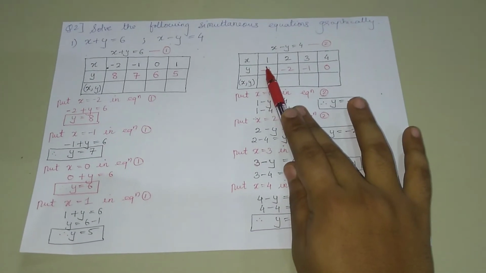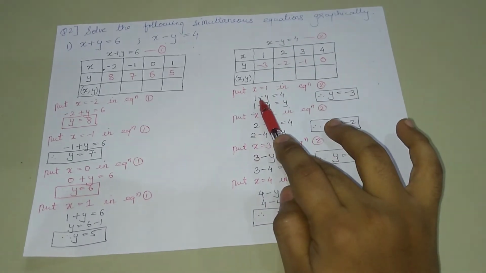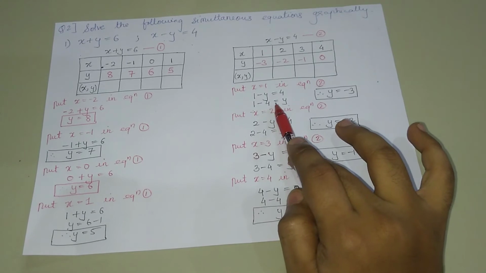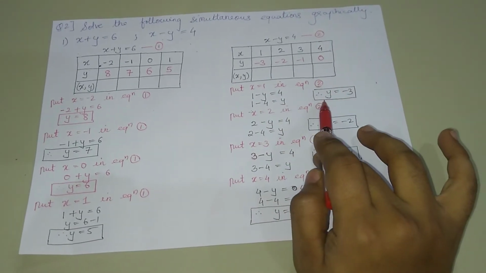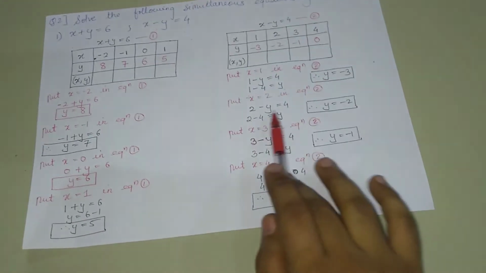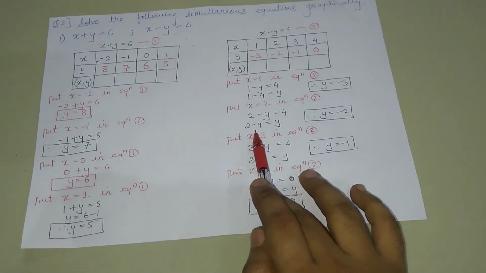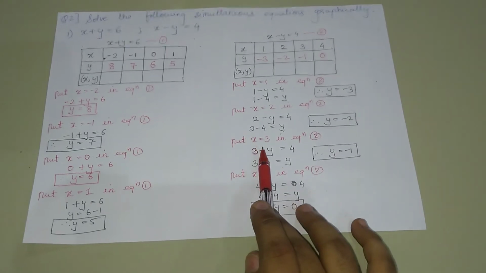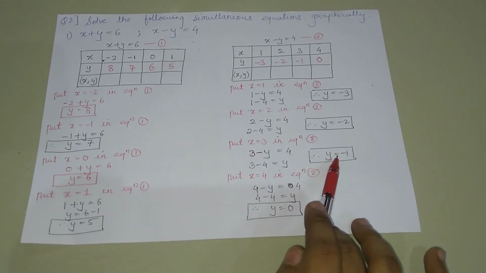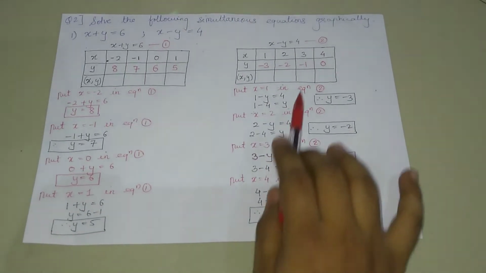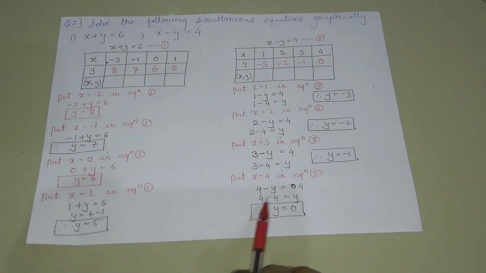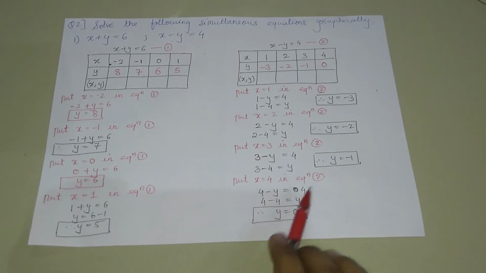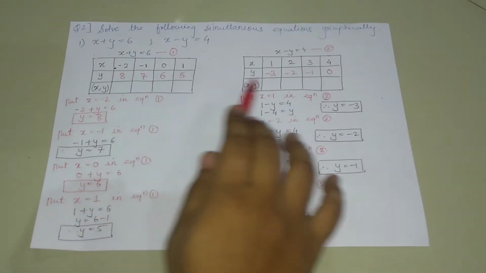When you put x is equal to 1 in equation 2, we get 1 minus y is equal to 4. 1 minus 4 is equal to y, so y is equal to -3. When you put x is equal to 2, we get y as -2. Similarly, when you put x is equal to 3, we get y is equal to -1, and when you put x is equal to 4, we get y value 4 minus 4 is equal to y is 0. I'll just quickly write all the ordered pairs in these boxes.